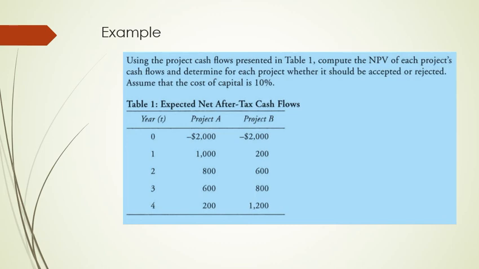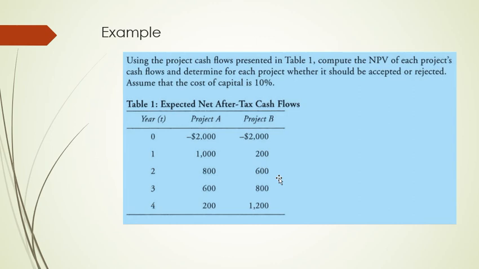Using the project cash flows presented in table 1, you have to compute the NPV for each project. So there are project A and project B. The initial outlay for both projects is 2,000 United States dollars. In year 1, project A will generate $1,000. Project B generates $200, and in year 2, project A generates $800.